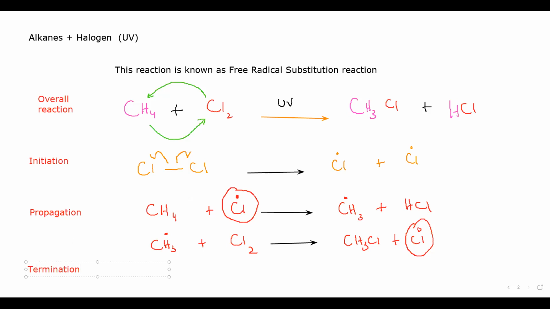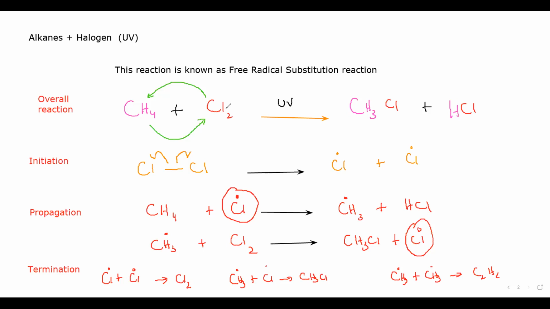So what happens in termination? In termination, all the radicals convert into molecules. If a chlorine radical reacts with another chlorine radical, it will form a chlorine molecule. If a methyl radical reacts with a chlorine radical, it will form methyl chloride. And if a methyl radical reacts with another methyl radical, it will form C2H6. So the last stage is called termination.